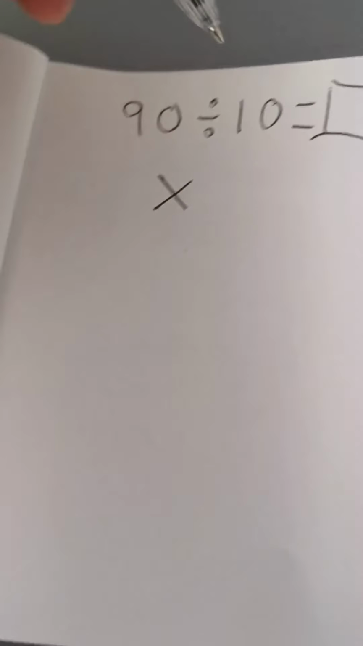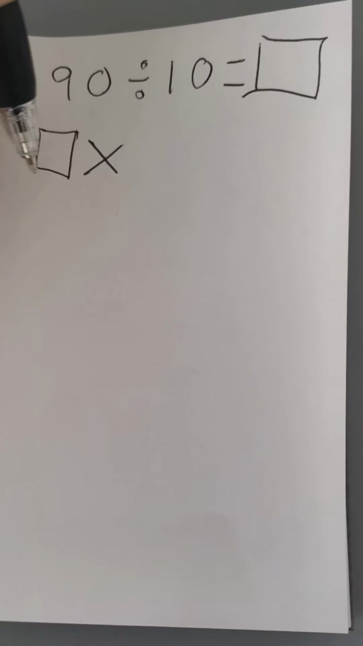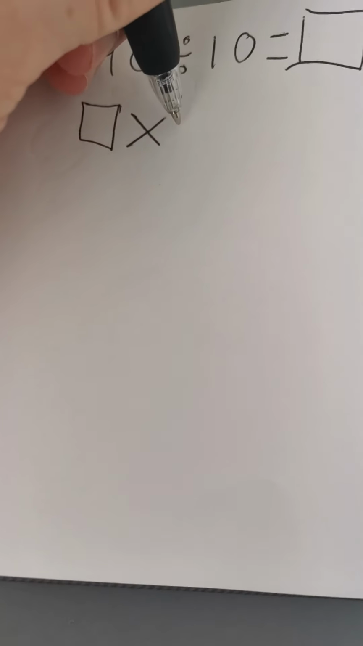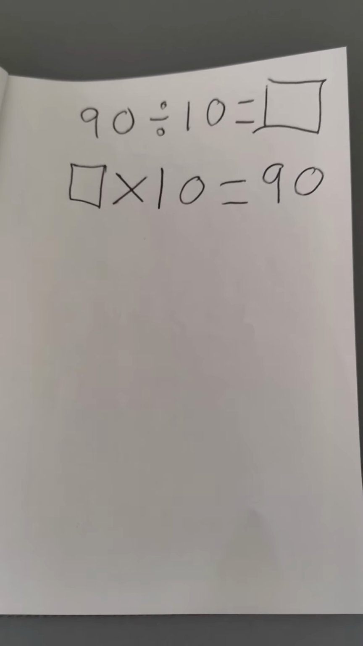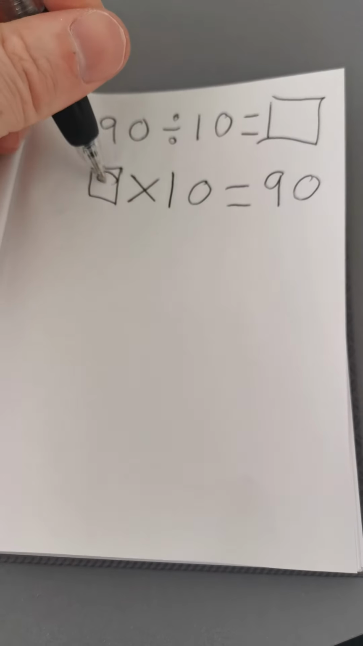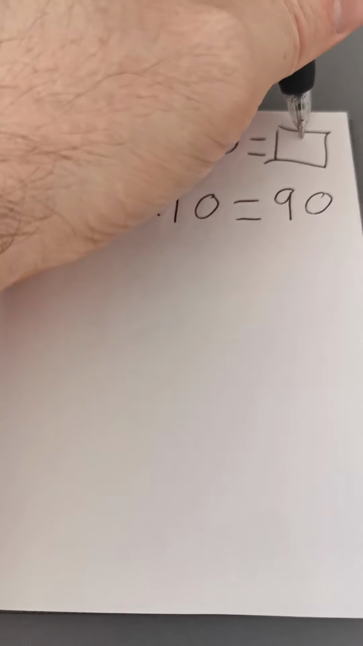Well, we know that something like this times by 10, because they're the groups, will give us a total, because remember division always starts with a total, of 90. Now if you know your times tables really quickly, you'll know that 9 times 10 equals 90, which means that 90 divided by 10 must be 9 as well. They have to equal the same.